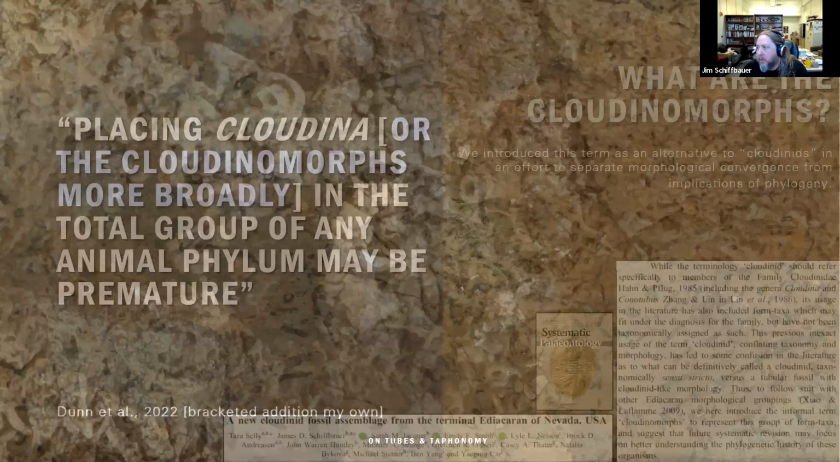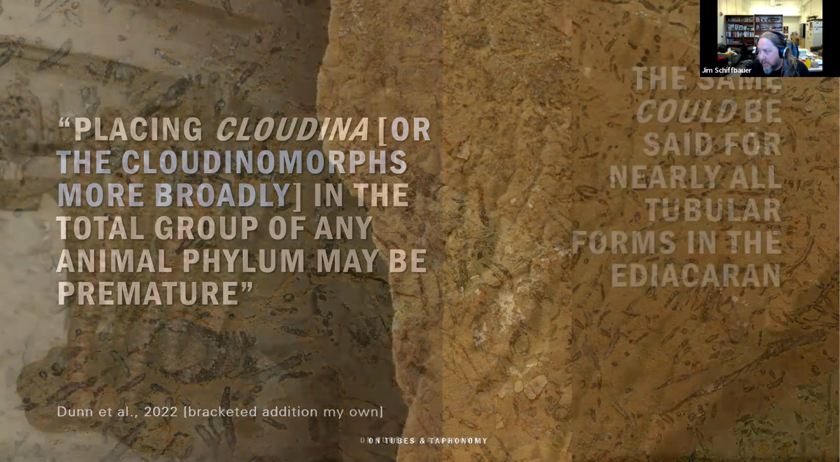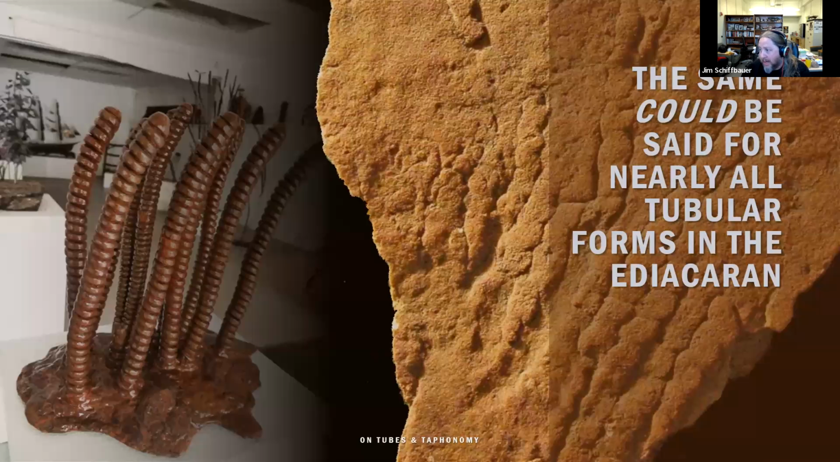And this, I think, follows off of one of the lines that I co-opted from Frankie's paper: placing Cloudina in the total group of any animal phylum may be premature, and I agree. But I think the same should probably be said for all of the cloudinomorphs more broadly, and even more than that, all of the tubular forms in the Ediacaran. This is a lovely example of Phoenicia here from the Ediacaran of Australia.